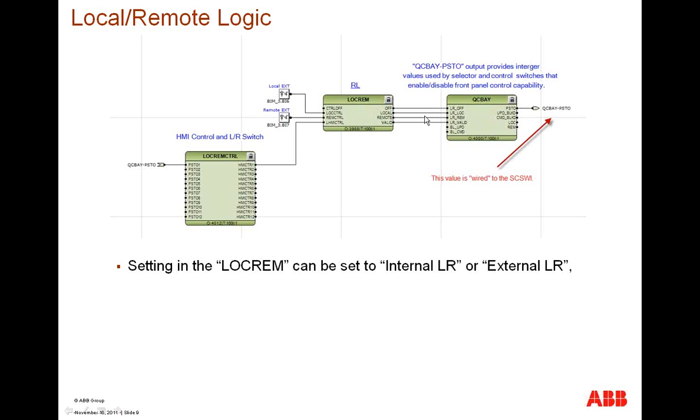Based on the position of either the push button or external wiring, we drive a function block called the QC Bay. This will output an integer value, either 0, 1, 2, or 3, which then feeds into the SCSWI. Based on the integer value, the SCSWI realizes if it's in local or remote.